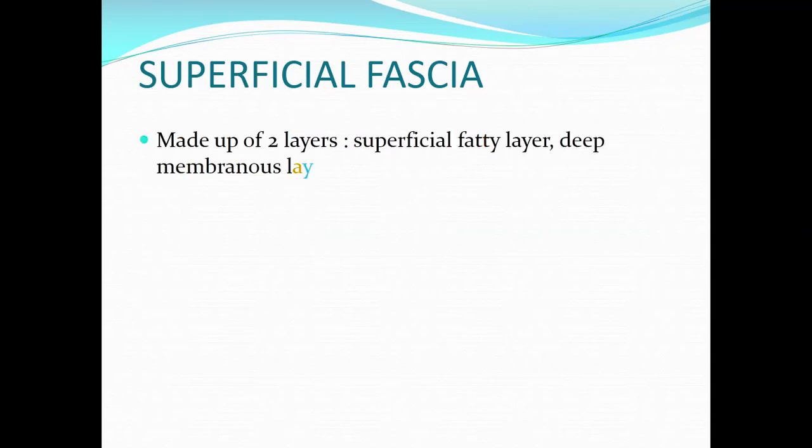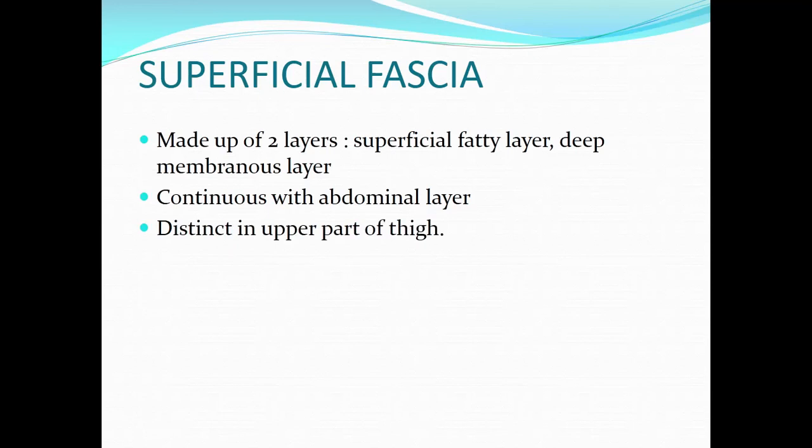Now the important structure deep to the skin is superficial fascia. It is made up of 2 layers: superficial fatty layer and deep membranous layer, and it is continuous with the superficial fascia of abdominal wall. These two layers are more distinct in upper part of thigh, and in lower part mostly they are adherent.